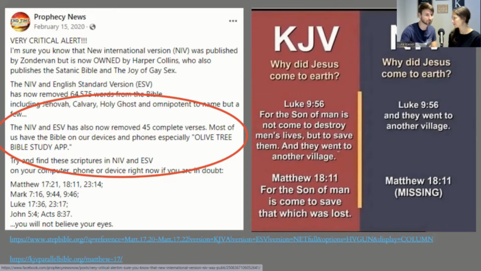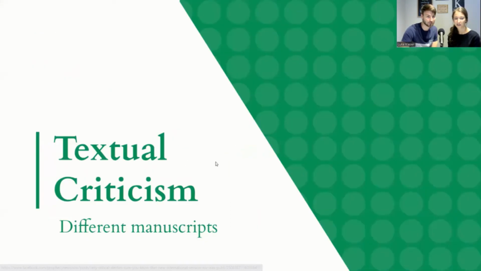Okay, so why do they differ then? Let's talk about that. This is an example of differing manuscripts, and this is called textual criticism. This is not critically looking at the text, like criticizing it. It's not criticizing the Bible. It's looking at the different texts, the manuscripts that we have, and critically weighing what is the original.